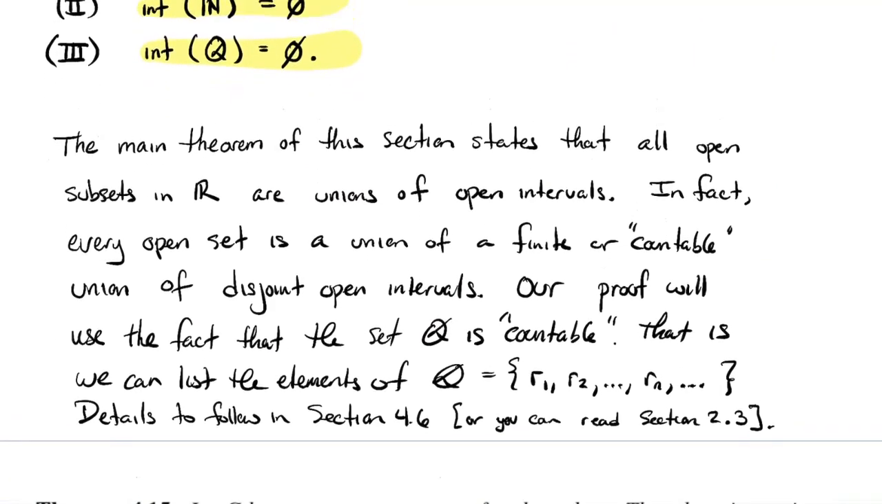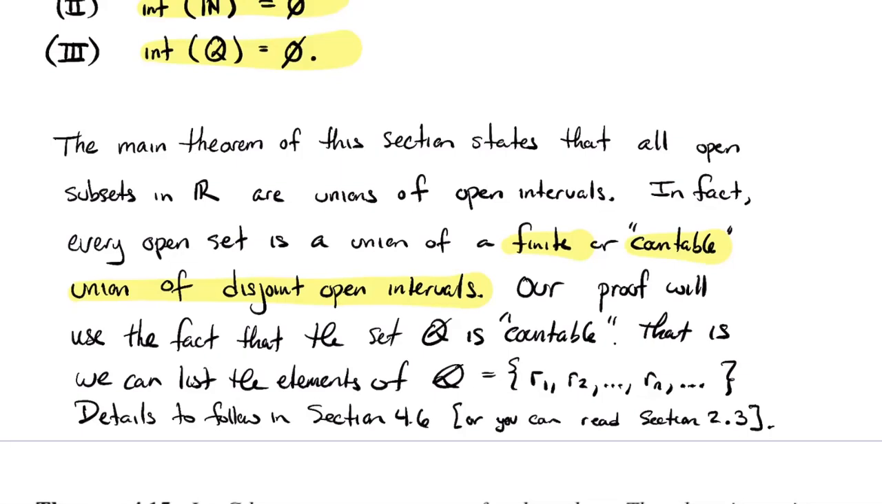Now we're going to get ready to state and then prove the main theorem of this section. It's going to be a valuable tool for us in the future. It states that any open subset in the real numbers is a union of open intervals. So in some sense, open intervals build all open sets. And in fact, a slightly stronger statement: any open subset is a finite or countable union of disjoint open intervals. So a finite number of them or a countable number of open intervals, no two of which intersect. So that's what we're going to prove.